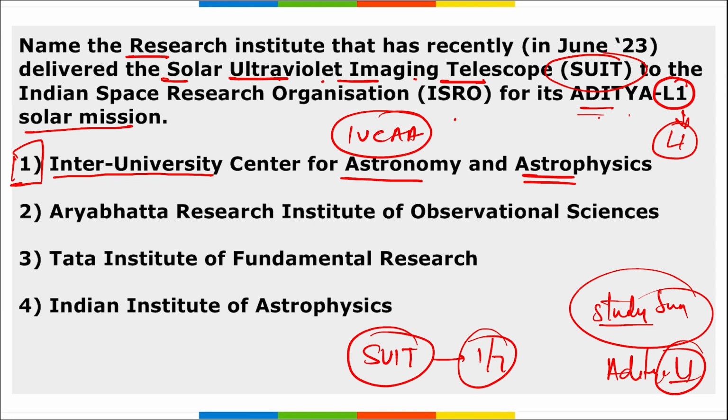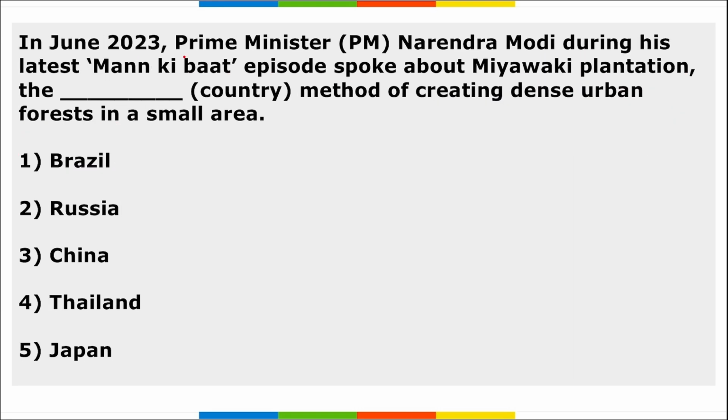Next. Prime Minister Narendra Modi, during the latest Mann Ki Baat episode, spoke about Miyawaki plantation, the Japanese method of creating dense urban forest in small areas. So remember, Prime Minister Narendra Modi during his Mann Ki Baat episode spoke about this Miyawaki plantation, the Japan method of creating dense urban forest in small areas.